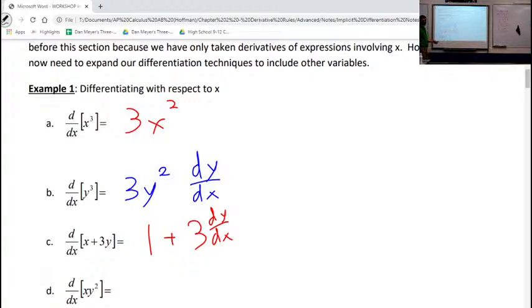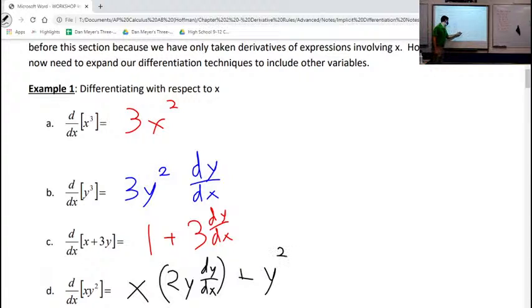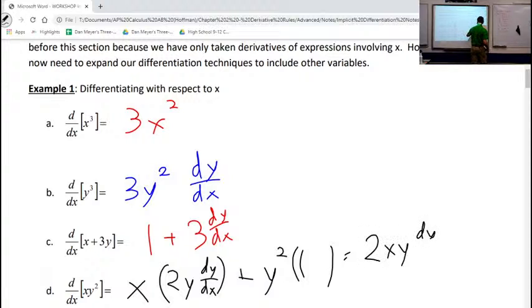So if we have something like xy squared, that's a product rule. We are going to do first times derivative of the second. Derivative of y squared is 2y. Do we need the dy dx? Yes, we do, because we just took a derivative of y. The derivative of y squared would be 2y, so we need dy dx attached to it. Plus second, which is y squared, times derivative of the first. Derivative of x is 1. Do we need a dy dx? No, because that's a derivative of x. We didn't take a derivative of y, so we don't need the dy dx there. So that is a 1. If we wanted to simplify it, we could have 2xy dy dx plus y squared.